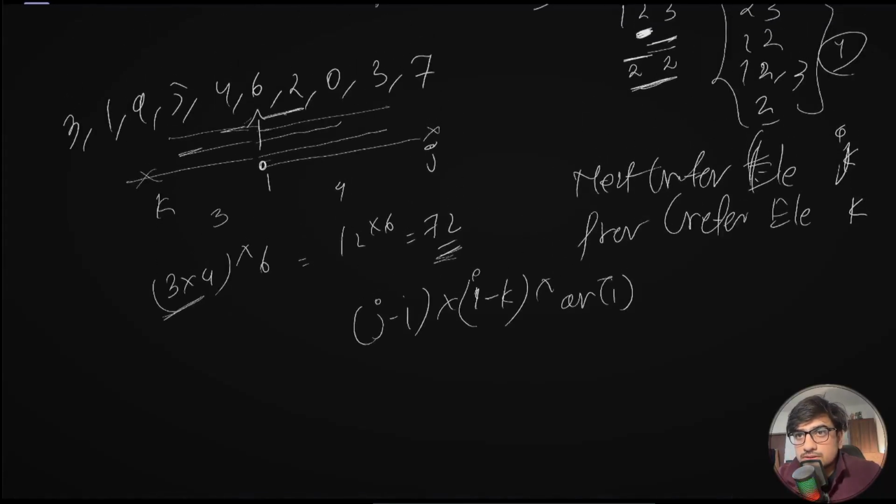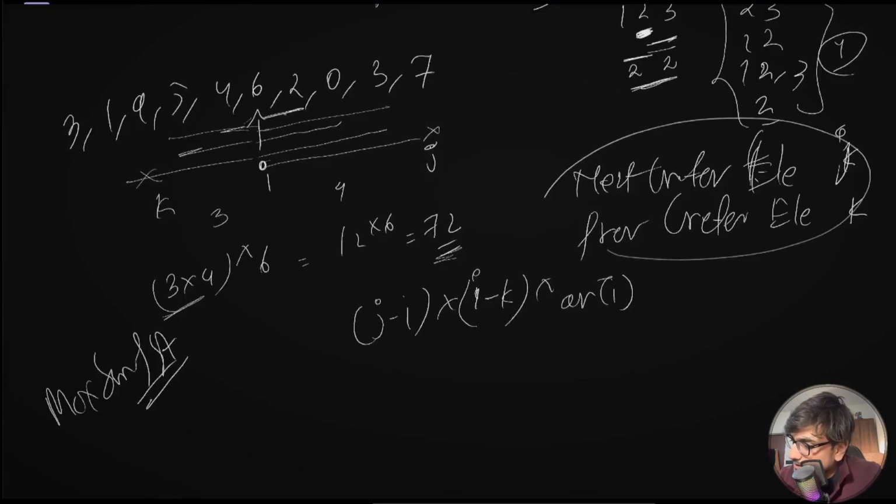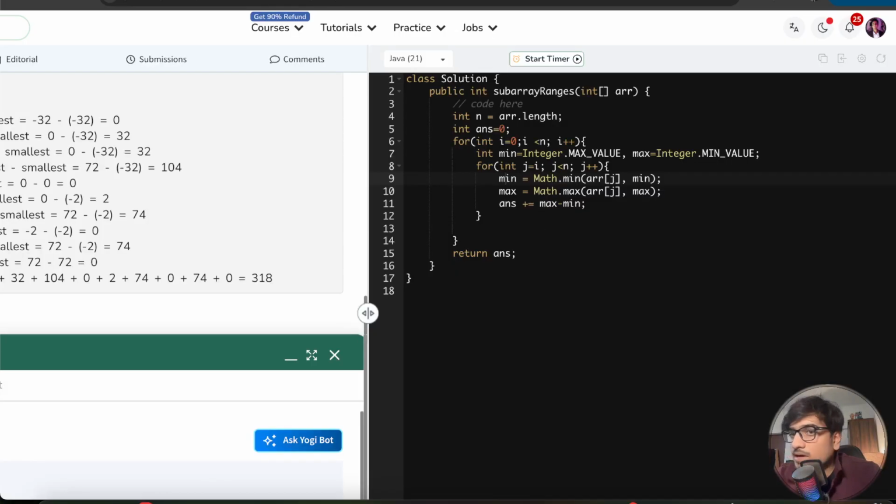So this would cover a lot of questions. Maximum sum of sub-arrays would be solved by this, right? Previous greater and next greater, I have already done in the past, so I'm not going to record a video again where I have done it in the past.